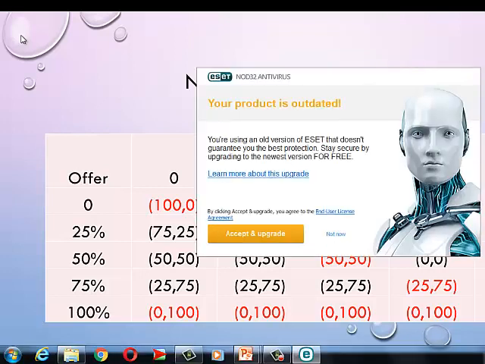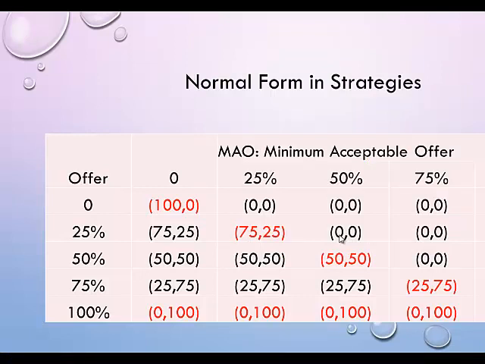Now, if he is offered 25, then he should accept it. That is the best possible play, and so 75-25 is a Nash equilibrium. It is this time a strong Nash equilibrium. If he takes his other move, which is reject, then he will get 0, and if he accepts, he will get 25. So this time, it's a strong Nash equilibrium. Similarly, if he is offered 50, he should accept everything.